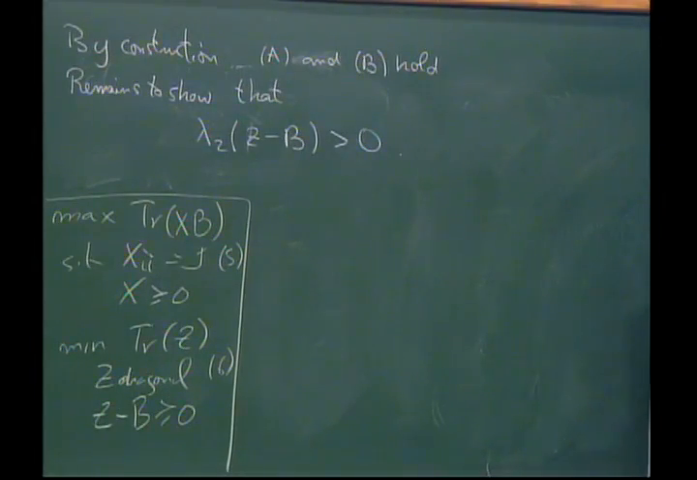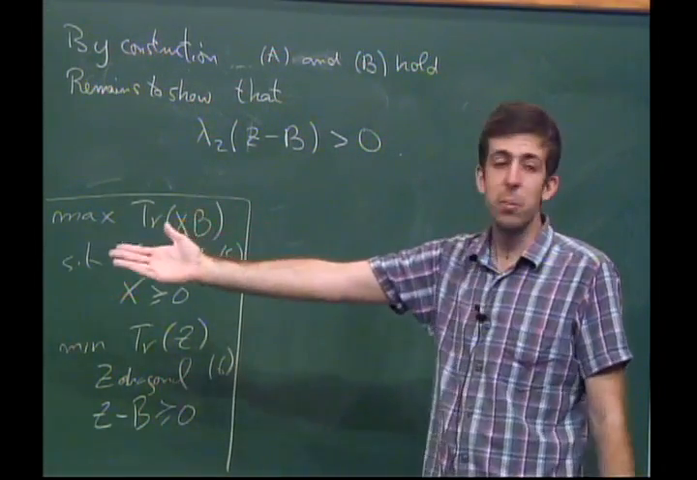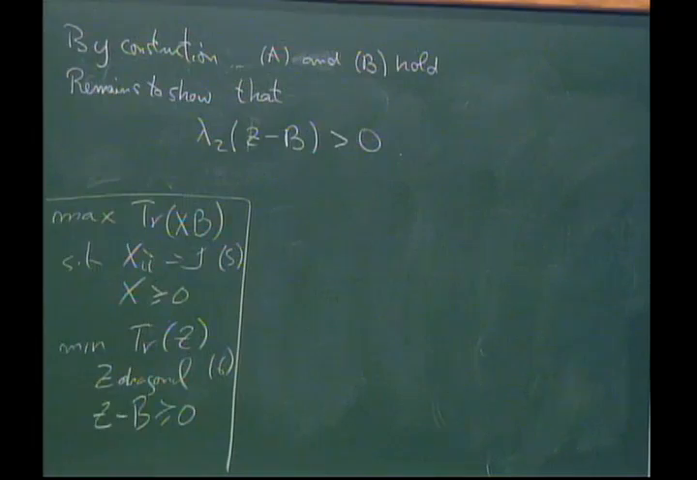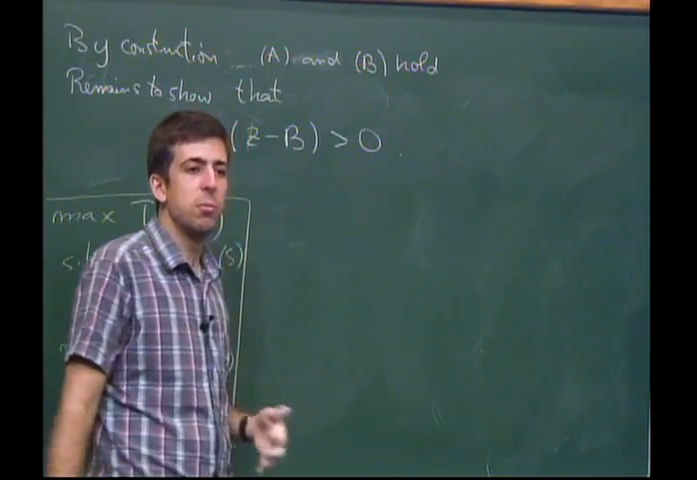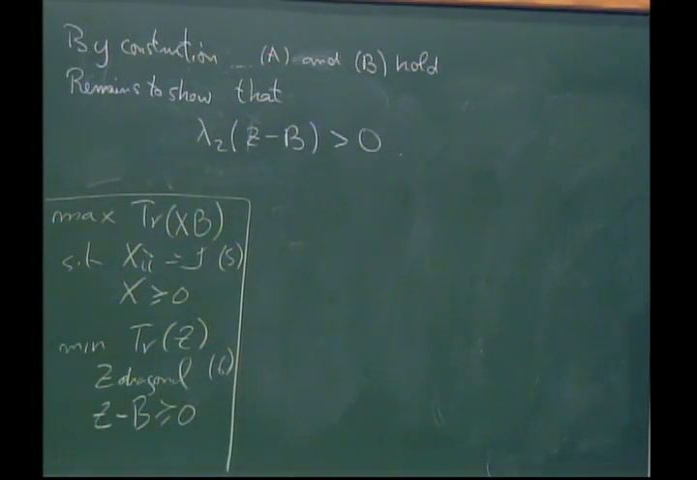If we show this, we're done. We just reduce it to a random matrix problem. This matrix B is a random matrix. Z is also a random matrix. It depends on the graph I draw, and all I need to understand is the eigenvalues of a certain random matrix. And now I'll explain how this is actually a matrix concentration problem.